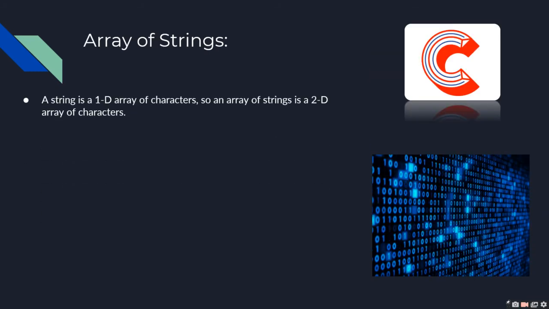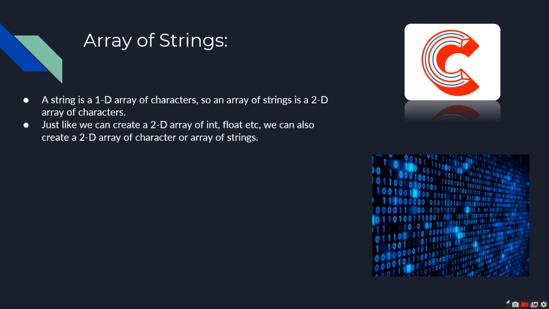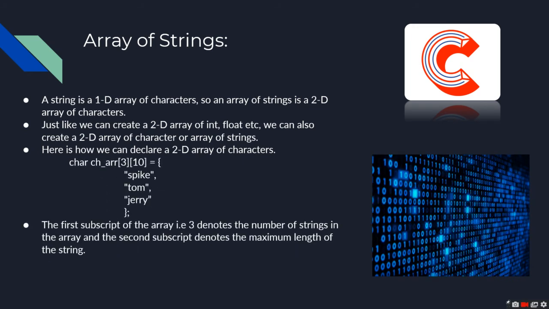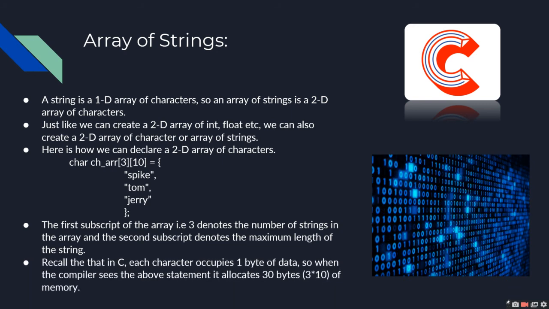Array of strings. A string is a 1D array of characters, so an array of strings is a 2D array of characters. Just like we can create a 2D array of int, float, etc., we can also create a 2D array of characters or array of strings. Here is how we can declare a 2D array of characters. The first subscript of the array, that is 3, denotes the number of strings in the array and the second subscript denotes the maximum length of the string.